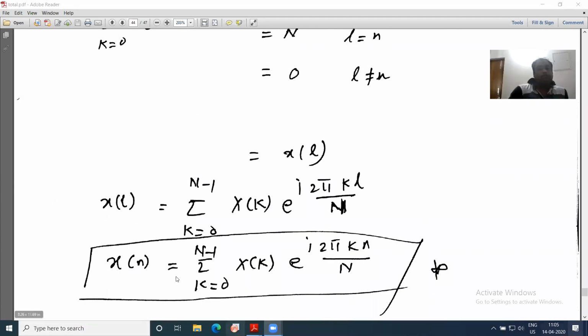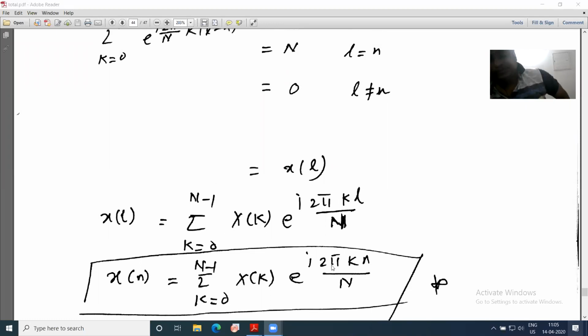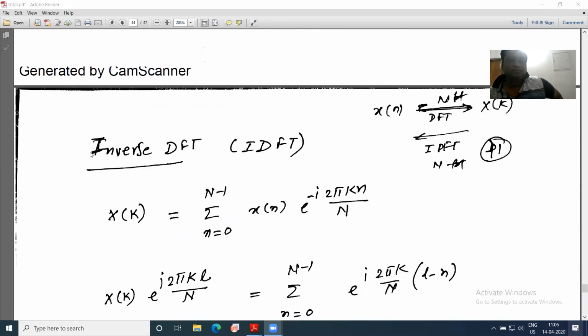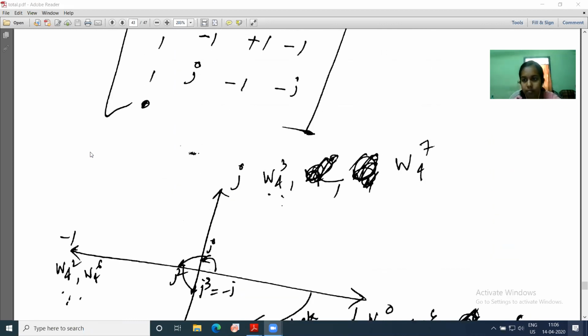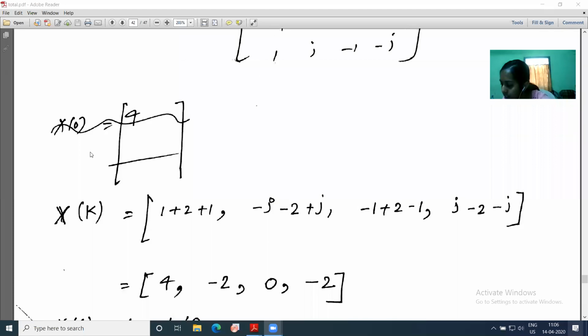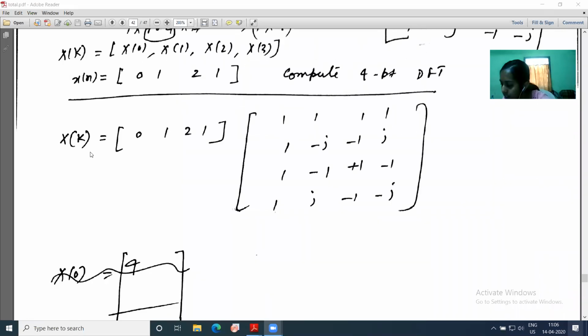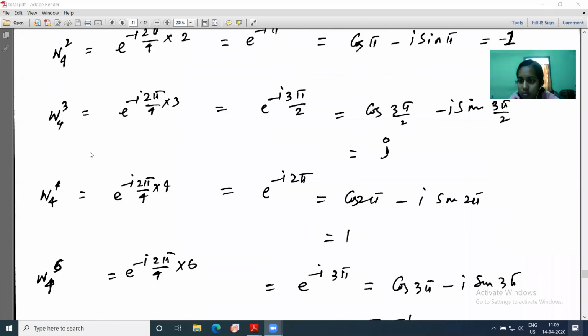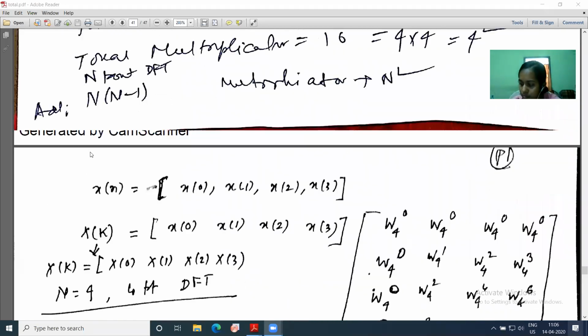Now next, what you have to do is, e power j 2 pi kn by n, what is this in terms of w? In terms of twiddle factor W. Twiddle factor I have discussed in one class. What is twiddle factor? Twiddle factor means e to the power minus j 2 pi. This is called twiddle factor, right?